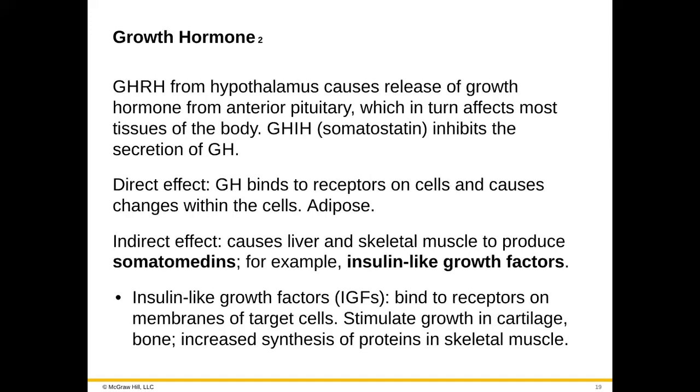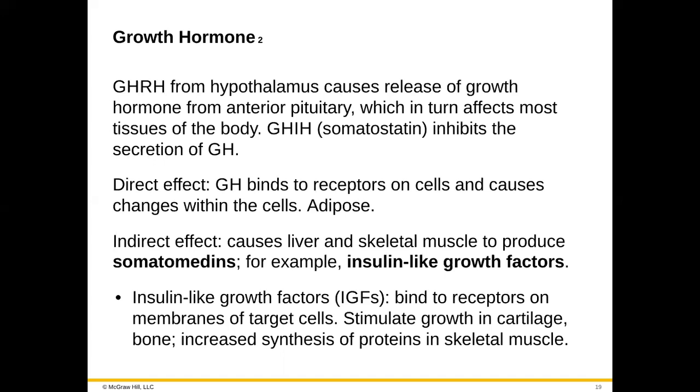So continuing on here with growth hormone, growth hormone releasing hormone from the hypothalamus is going to cause the release of growth hormone from the anterior pituitary. And then in turn, that's going to affect most of the tissues of the body. Now, if we don't want the release of growth hormone, we will stimulate the release of growth hormone inhibiting hormone, or somatostatin. And that's going to inhibit the secretion of growth hormone. So the direct effects that we're going to look at here is growth hormone is going to bind to the receptors on all cells and cause changes within those cells.